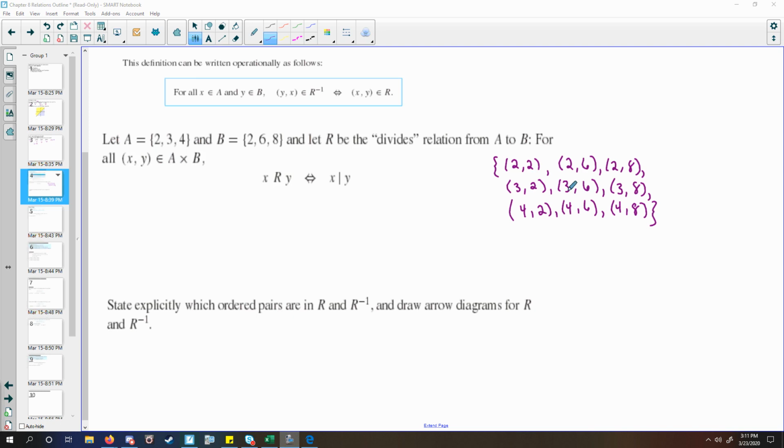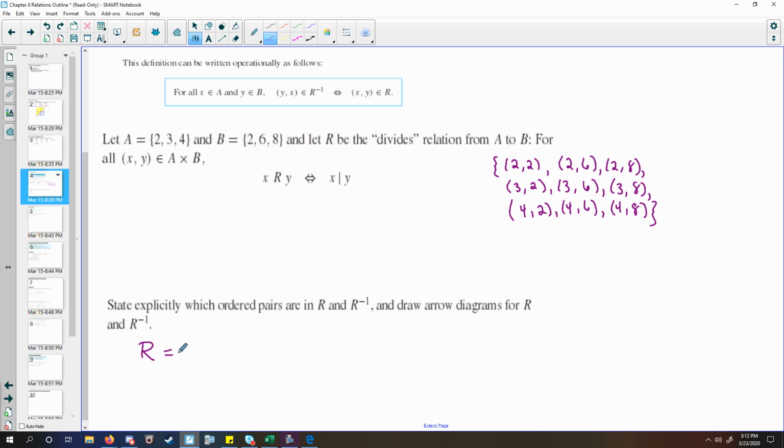Now that you've had a chance to write out all of your ordered pairs, check them one by one to see what works in this relation. So this is the divides relation. X is related to y if and only if x divides y. So let's come over to our list here, and these are the 9 different ordered pairs that we have to check in the relation. Ask yourself, does 2 divide 2? If the answer is yes, then we can say that it's part of our relation. If the answer is no, then we ignore it and we move on to the next.